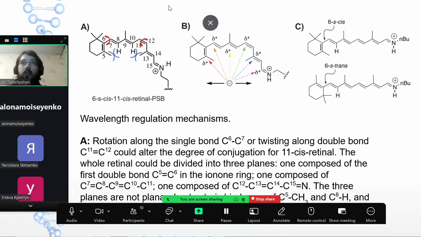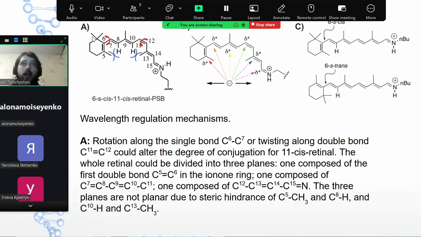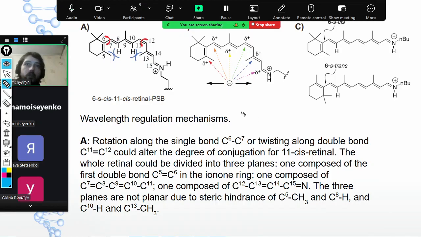They are illustrated here, so A, B, and C. These are different mechanisms to make it absorb different wavelengths, and the A part is basically the model that says rotation along single bond C6-C7, so here it is, this one, or twisting along double bond C11-C12. So here it is. You see these red arrows, and they basically show you where the rotation is performed, which could alter the degree of the conjugation.